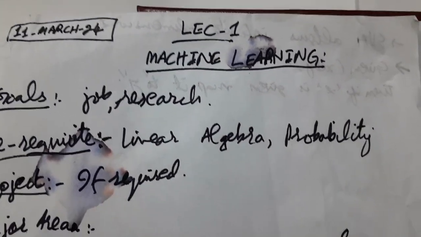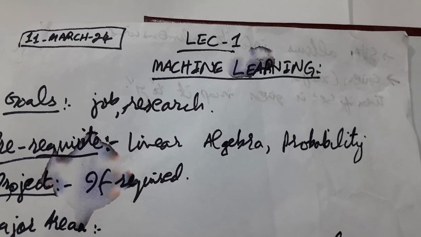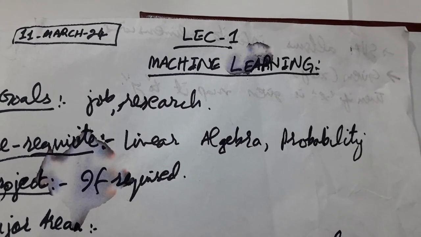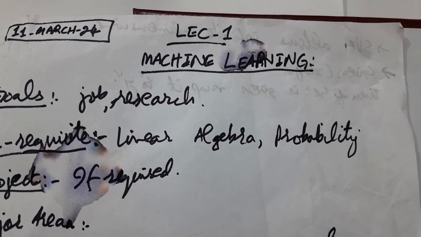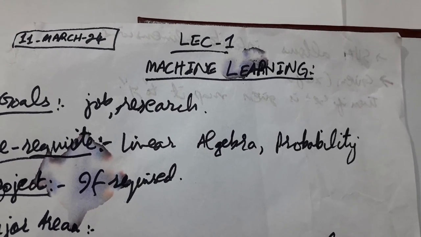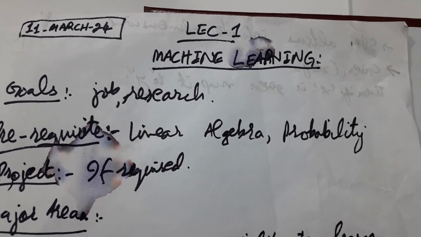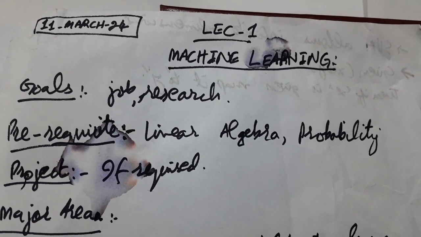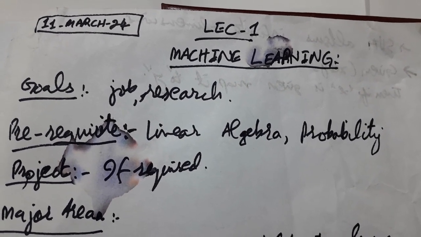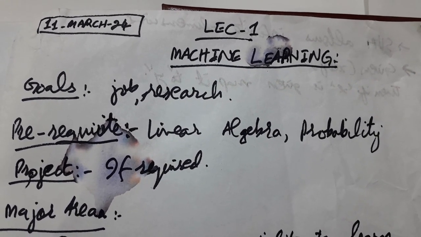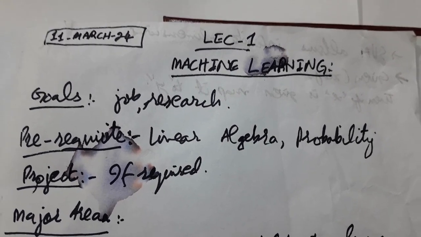Next, there are some prerequisites for every course, and here the prerequisites for machine learning are linear algebra and probability. These two courses are the prerequisites for machine learning. If required, I'll assign a project to you.